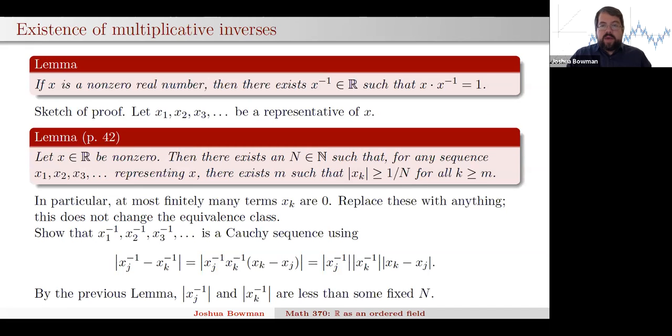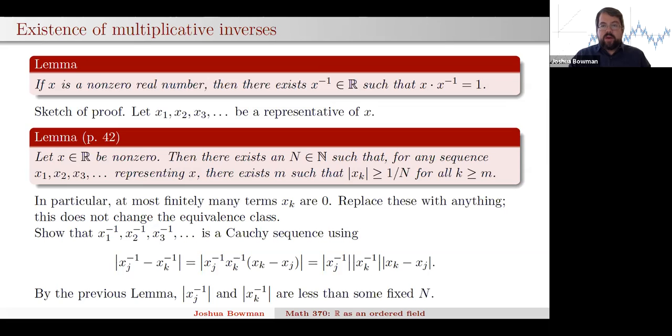So what we have to do is still show that every non-zero element has a multiplicative inverse. If x is a non-zero real number, there exists something which we write as x to the minus 1, so that x times x to the minus 1 equals 1. The book does not state this as a separate lemma, but this is the main part of the early part of the reading for today. So let me just sketch how that proof goes.